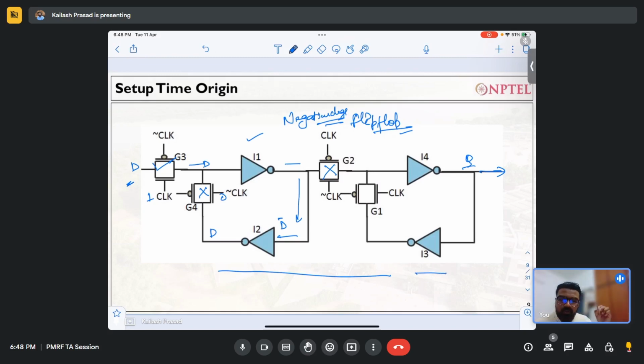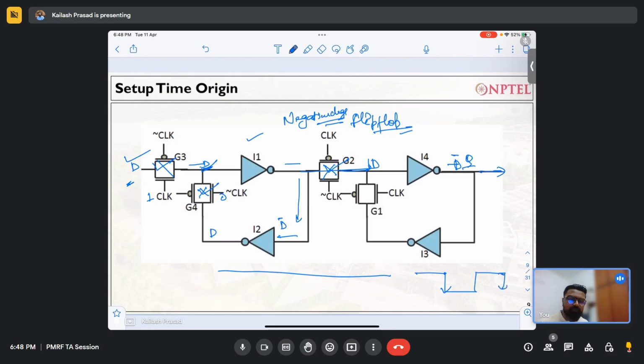As clock goes to 0, what will happen? This will turn off, this will turn on, and D will be latched over here. This will also be turned on, so D will be passed from here. Here you will get D bar as an output, so whatever output you want to take, it will be Q bar, whatever D you have passed. If you again change this, it will wait for the negative edge of the clock again.